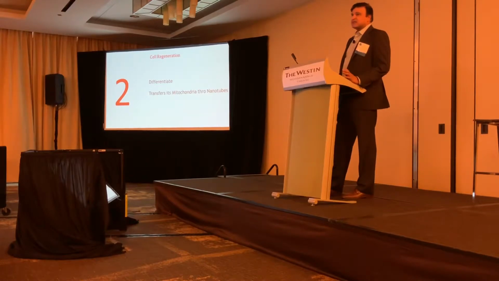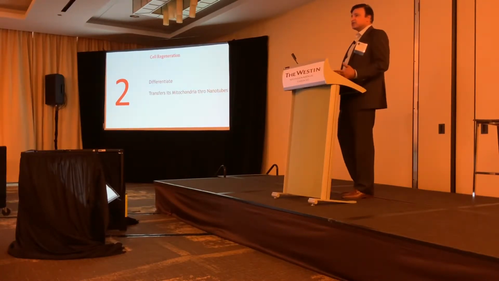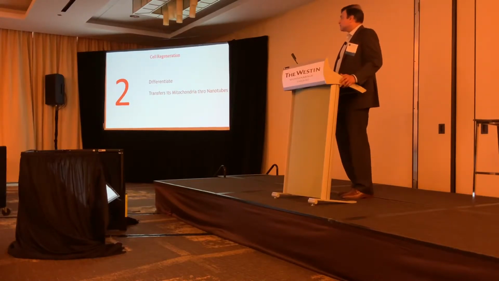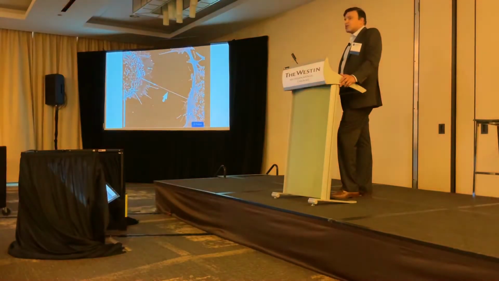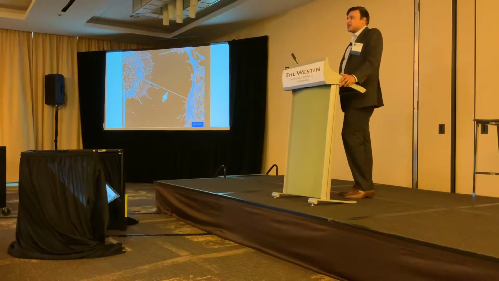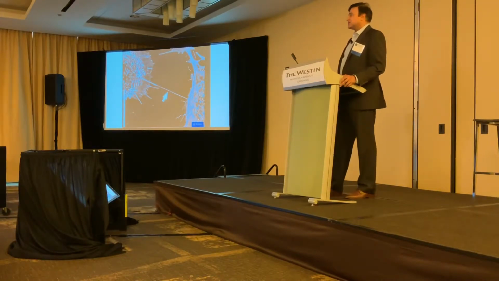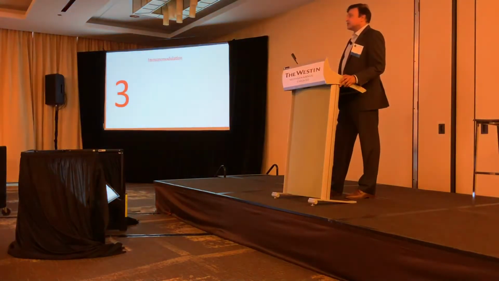And this is fascinating. They transfer their mitochondria through the nanotubes into the dying cells and rejuvenate the dying cells. And they also cause cell fusion. They fuse with the dying cells and rejuvenate them. This is how they cause cell regeneration. And this is an electron microscope picture of a nanotube through which the mitochondria is transferred from the stem cell to the dying cell. The third thing that they do is immunomodulation.